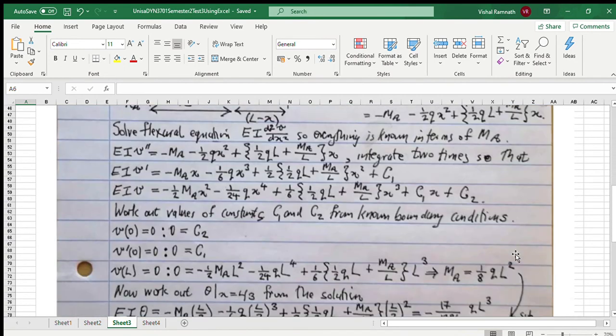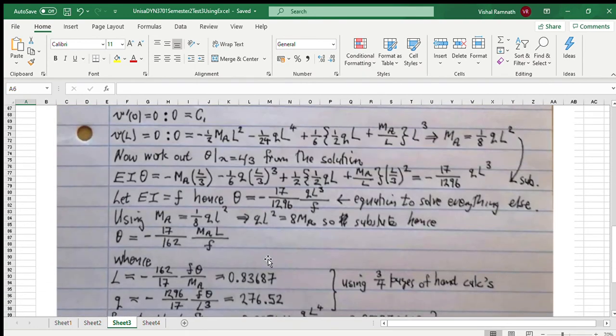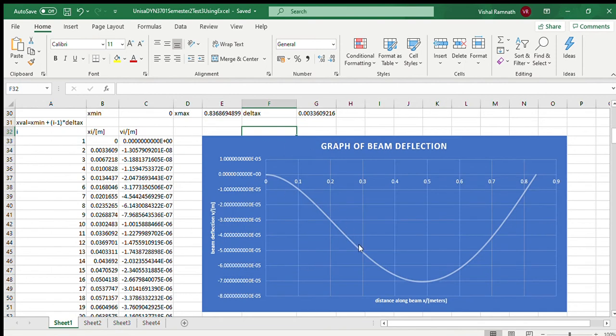Now we assumed we had these nice formulas to make life easy, but maybe we don't have these formulas. So how would we work out the maximum deflection? We've got the graph, we can plot the results, and we can work out the maximum deflection. In this case, the maximum deflection would be the minimum value, and then we multiply it by -1 to get the magnitude of it.